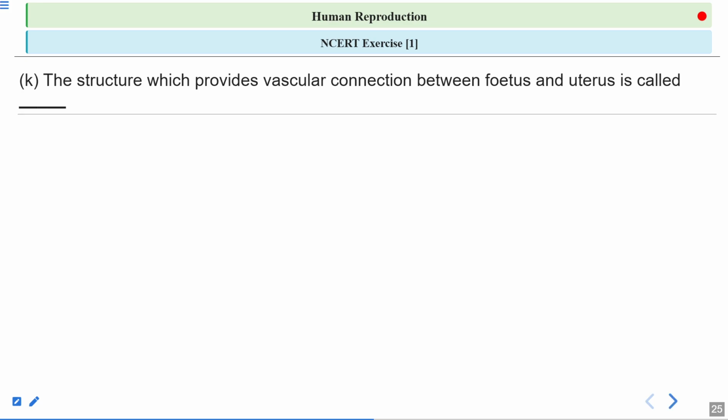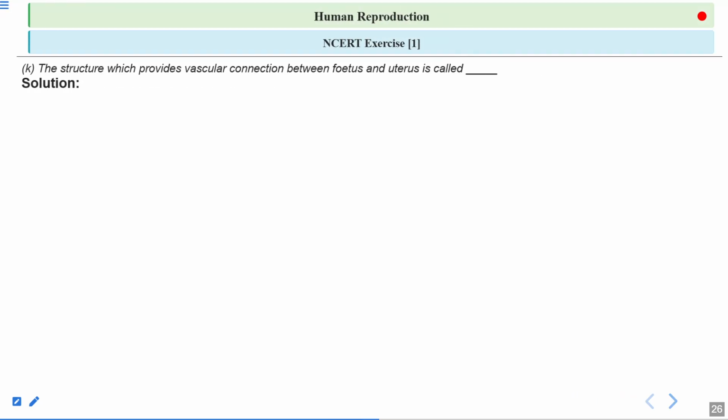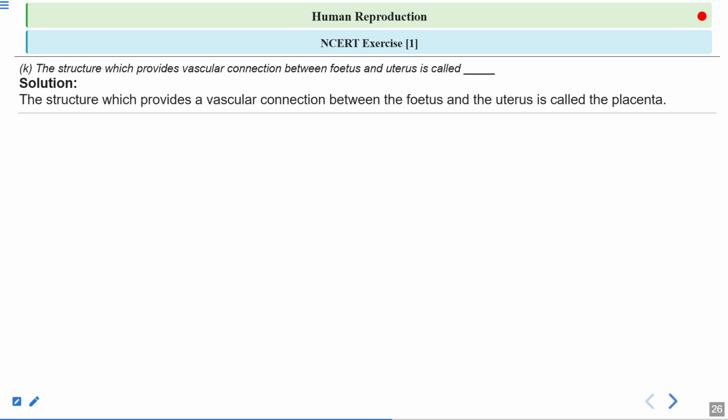Let's have a look at the answer now. So the correct answer is placenta. The structure which provides a vascular connection between fetus and uterus is called placenta. So what is the role of placenta? Or why is the placenta formed?